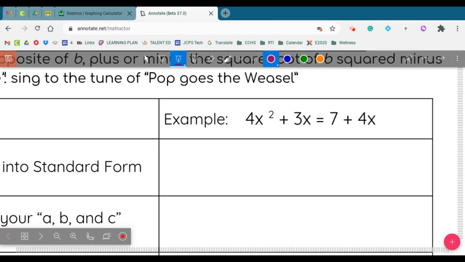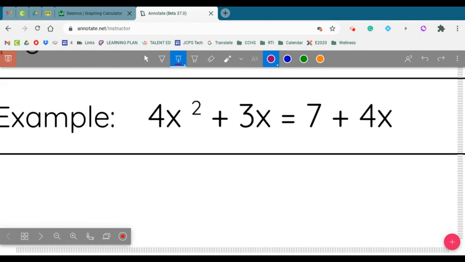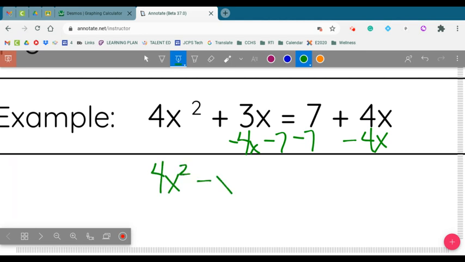So first, you have to rearrange it in the standard form. So we've got to move our 7 to the side, which is just going to tack onto the end, and then we have to subtract the 4x, which is going to go with 3x. So we're going to get 4x squared minus x minus 7 equals 0.